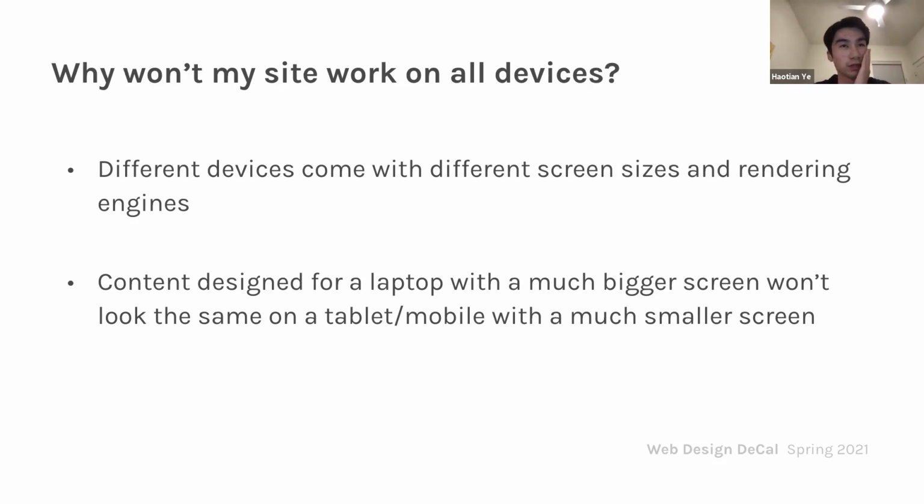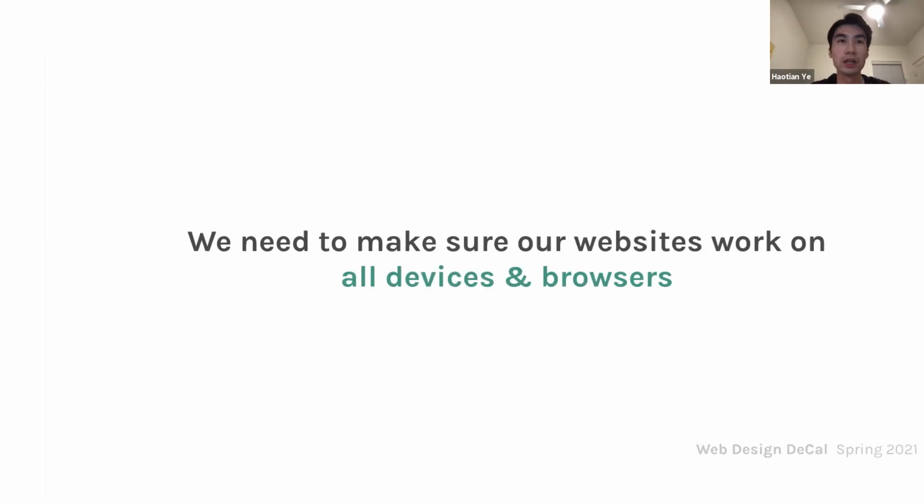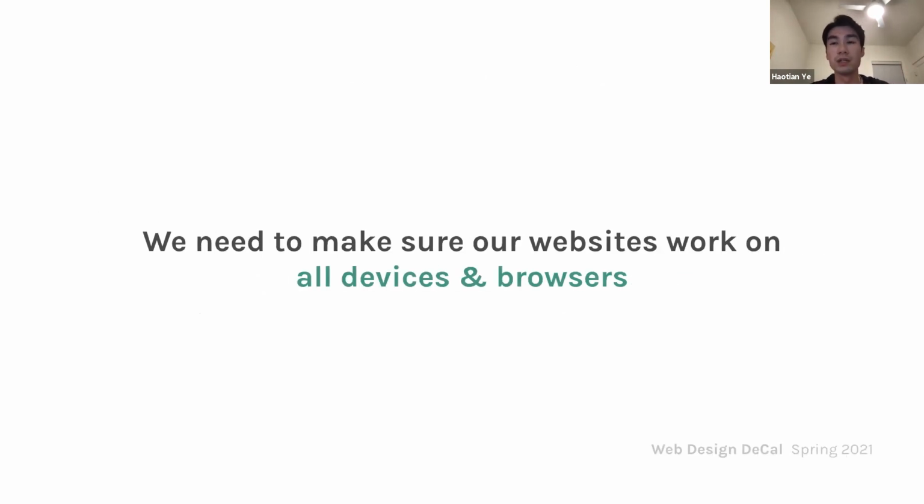It's very interesting. So what does this mean for designers like us or aspiring designers? It just means that we have to make sure that all our websites work on all devices and browsers. This is for accessibility, for people who need it for different reasons, but also for having good user experience in general. I don't want to see a site that's designed only for web, for a laptop, because then it's going to look so funky on my phone.